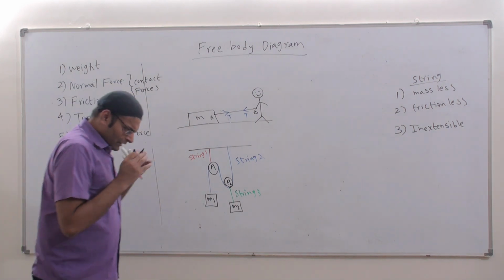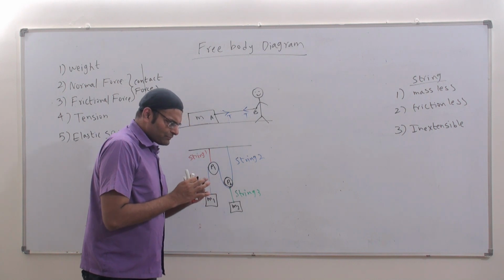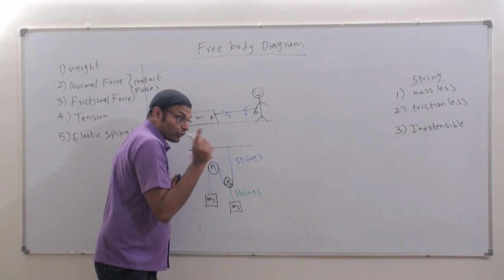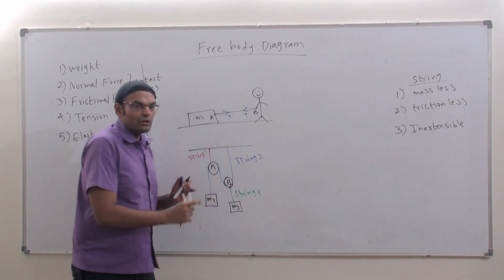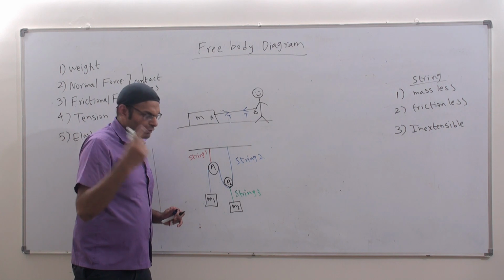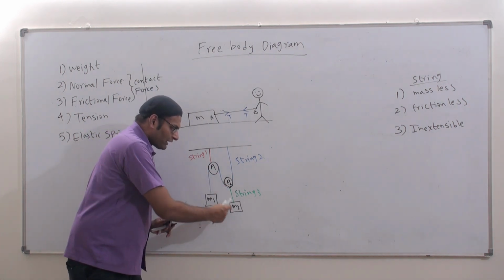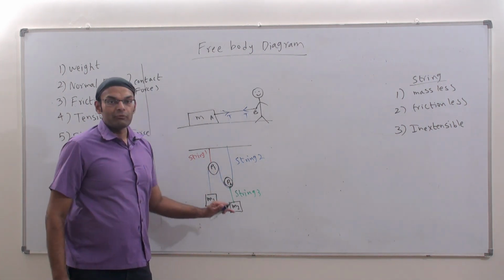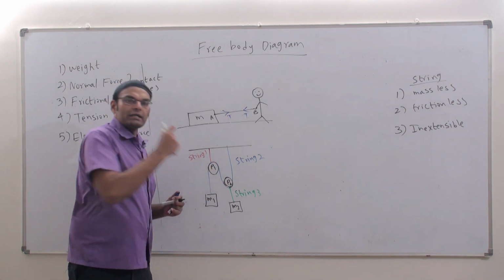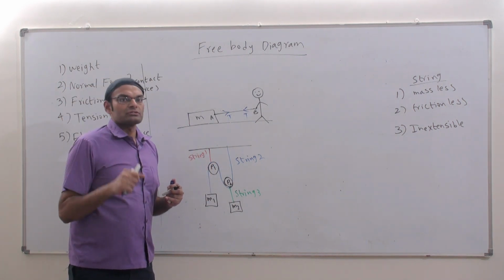I said that this free body diagram helps you to isolate an object. What is the object here? Let's take it, there are 4 objects: P1, P2, M1, M2. I isolate an object from this system. This is a system. You have 4 objects: pulley 1, pulley 2, mass 1, mass 2. So how do I do this in a free body diagram?